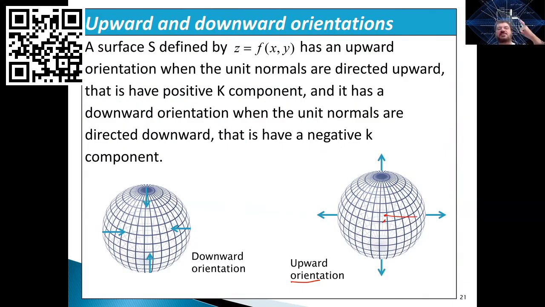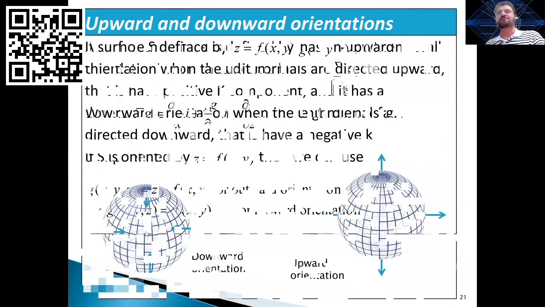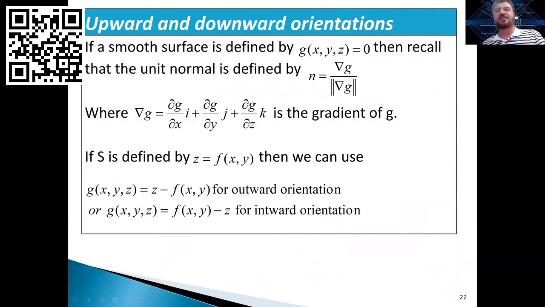A good example is the sun. All those rays are upward oriented because they're going outside the sun. Clear? So this is a nice upward and downward orientation. All right, now.